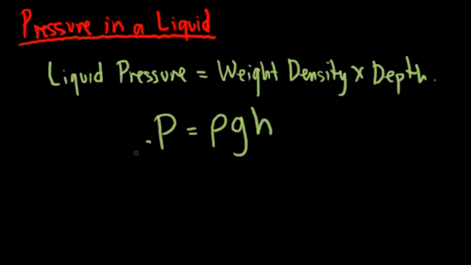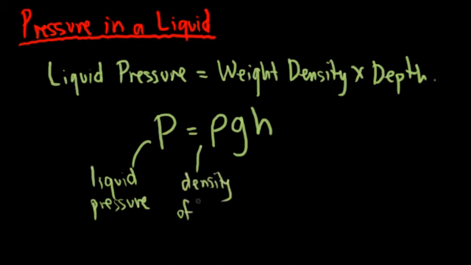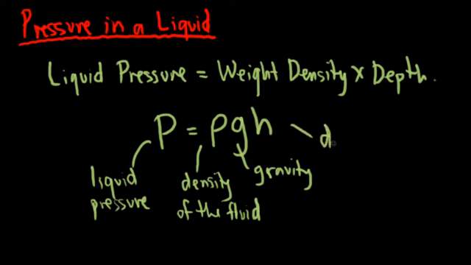So P stands for liquid pressure, rho stands for the density of the fluid, g, as is well known, is the acceleration due to gravity, which is 9.8 meters per second squared, and h is the fluid depth.